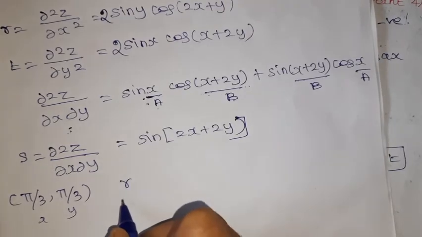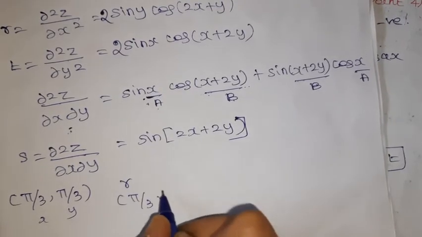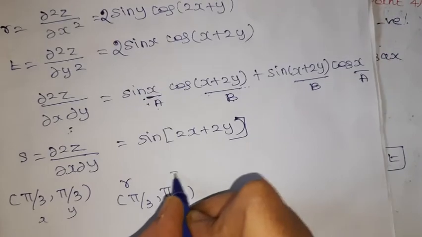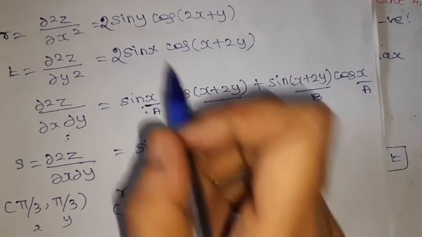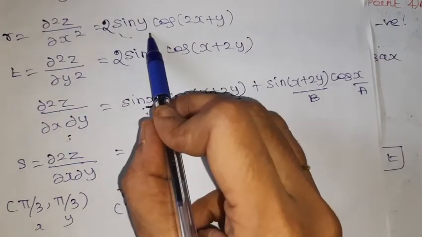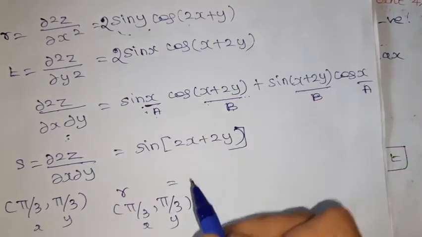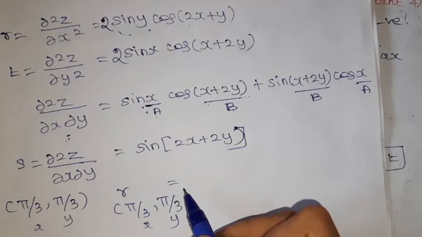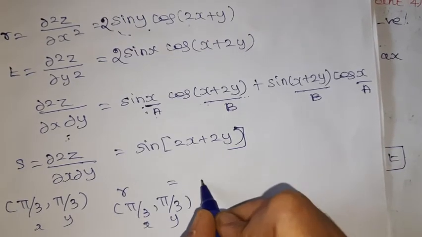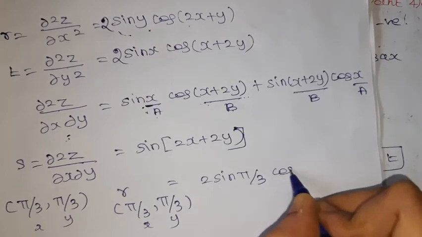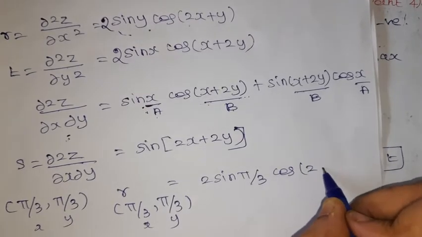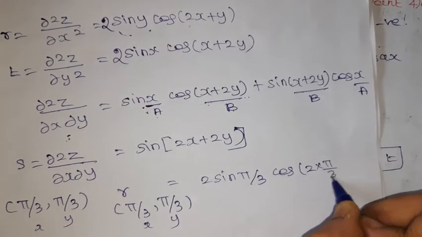R at this point pi by 3 comma pi by 3, what will we get? This is x y, so in place of x and y just substitute. What is the r value actually? 2 sin y. So 2 sin pi by 3, right? 2 sin pi by 3 into cos of 2 into pi by 3 plus pi by 3.